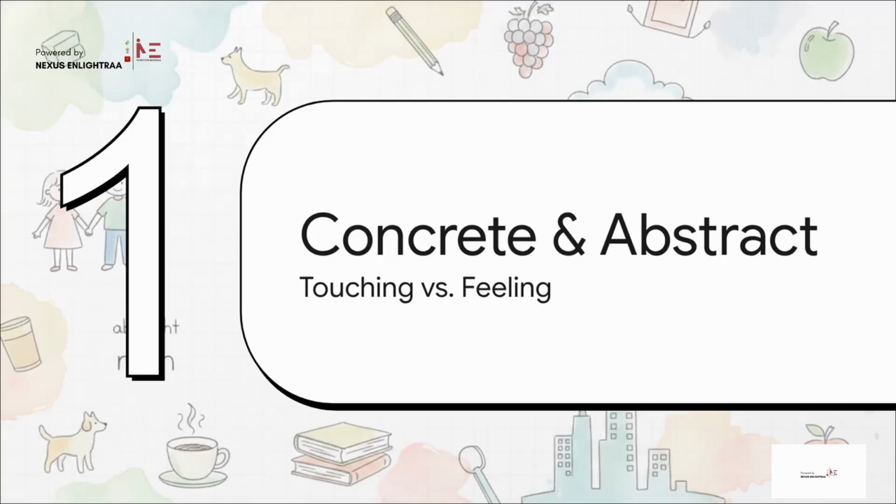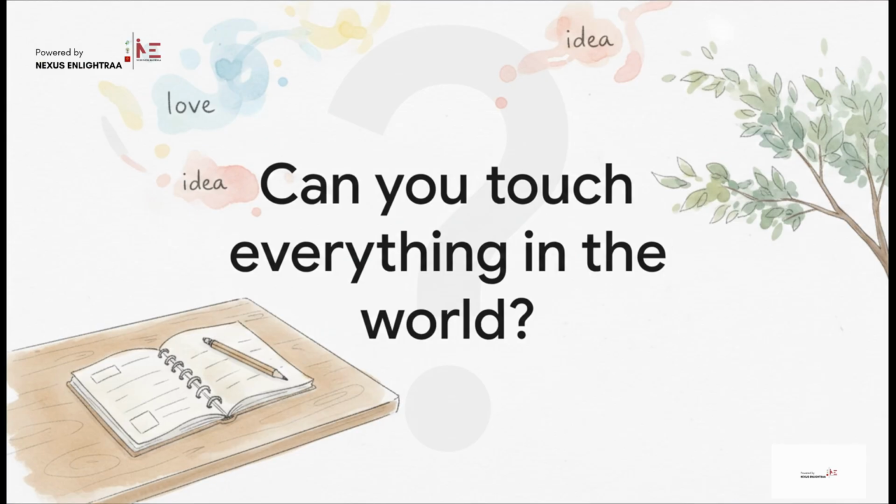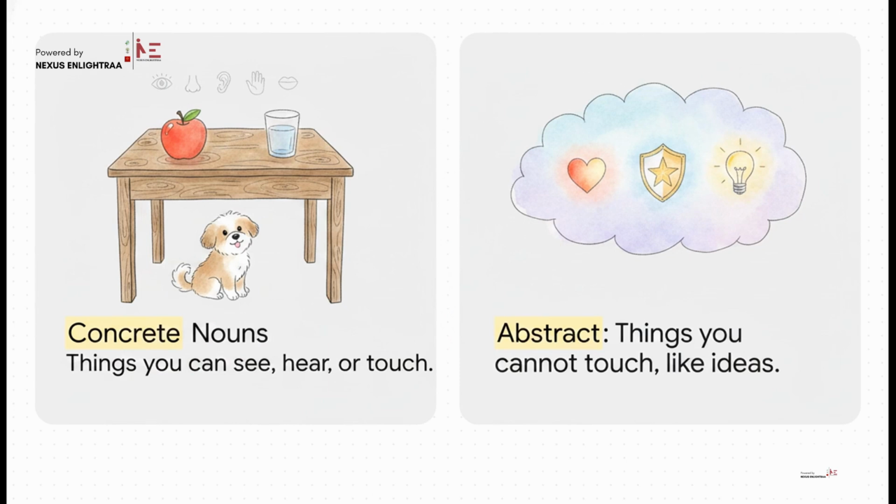Okay, Section 3, concrete and abstract nouns, touching versus feeling. Now, I want you to really think about this for a second. Can you touch everything in the world? I mean, you can touch your desk, right? You can touch a tree, you can touch your notebook. But are there things in the world that exist, but you just can't hold them in your hand? Well, the answer is no. You absolutely cannot touch everything.